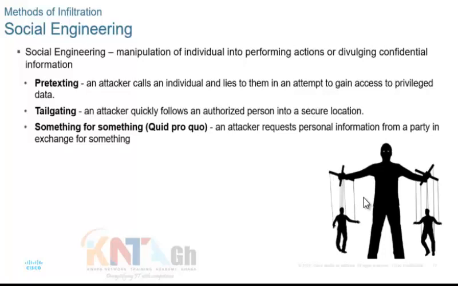And then we have what we call tailgating. An attacker quickly follows an authorized person into a secure location. And then we also have what we call the quid pro quo, something for something. Here, an attacker requests personal information from a party in exchange for something.